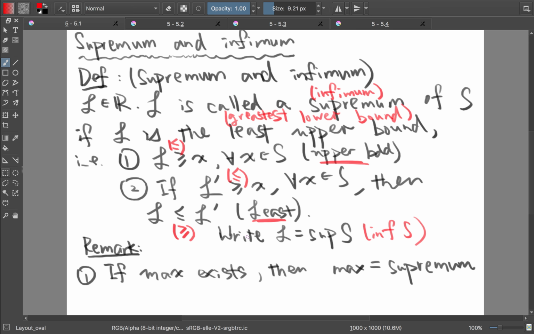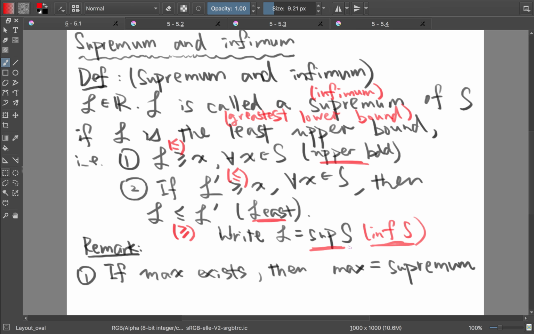Similarly, we can define what infimum is. An infimum is the greatest lower bound, which means L is smaller than or equal to x for all x inside S, and if L prime is smaller than or equal to x for all x inside S, then L is greater than or equal to L prime. We write the supremum as sup S and the infimum as inf S.